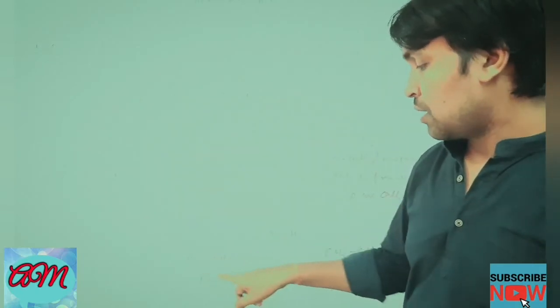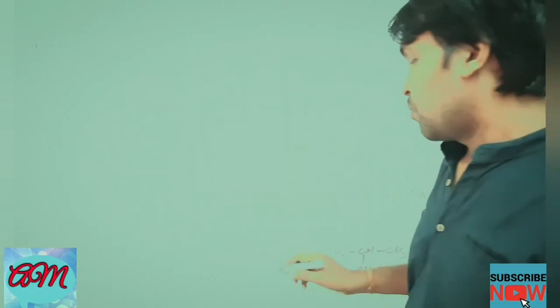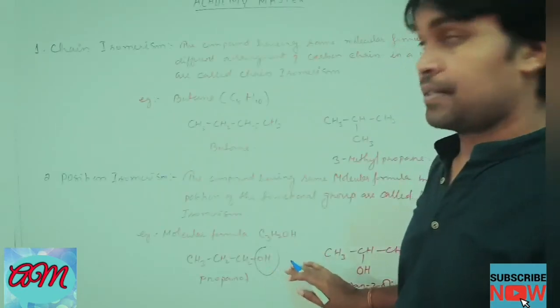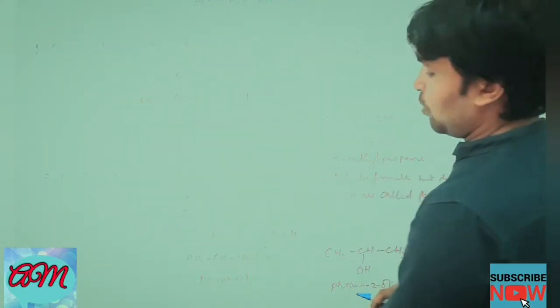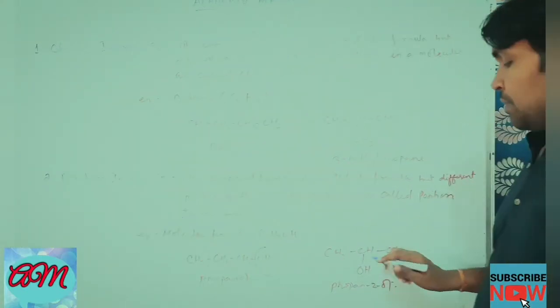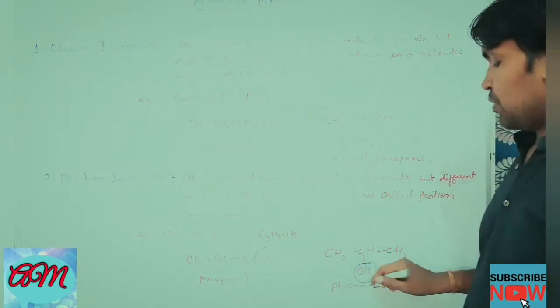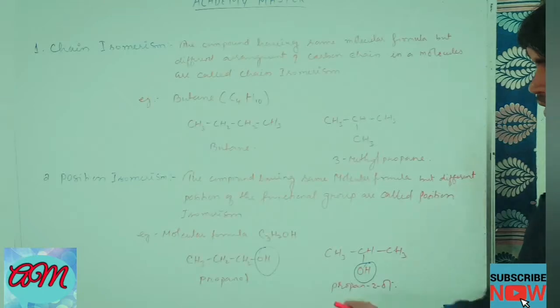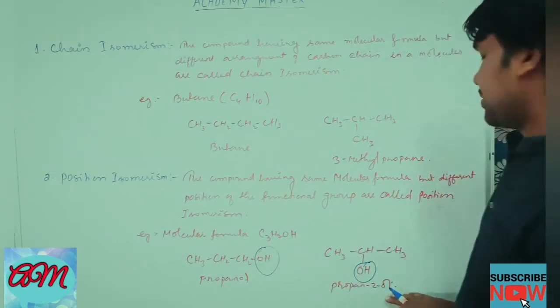In this compound, the functional group is OH. We have arranged the OH at the last carbon, in position number 1. Now another example: CH3CH(OH)CH3. Here you have arranged the OH in position number 2. And what is the name here? Propan-2-ol. So here it is propan-1-ol and this is propan-2-ol.